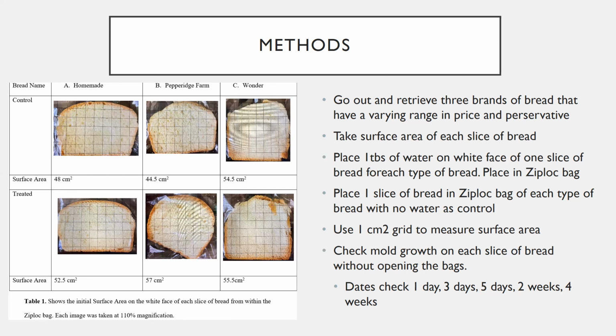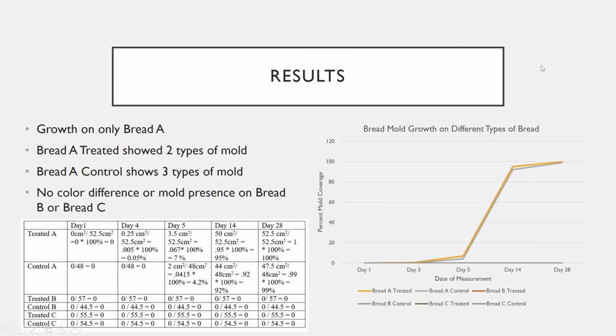And then I checked the mold growth on each slice of bread without opening the bags using the same grid method for day 1, 3, 5, 14, and 28, which is 2 weeks and 4 weeks. And I would take the total mold coverage and put it over the total surface area from the original measurement and multiply it by 100 to get the percentage of mold growth. And so you can see what my results were on this slide.